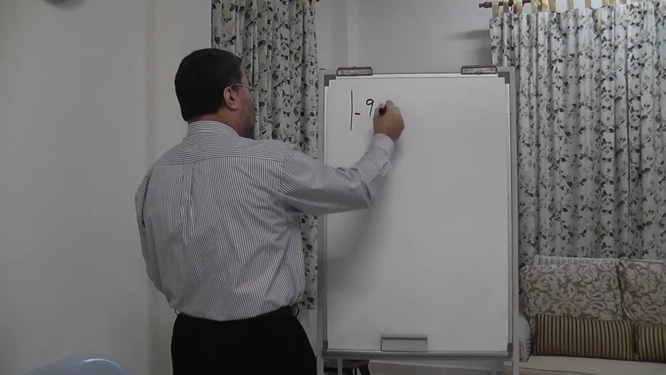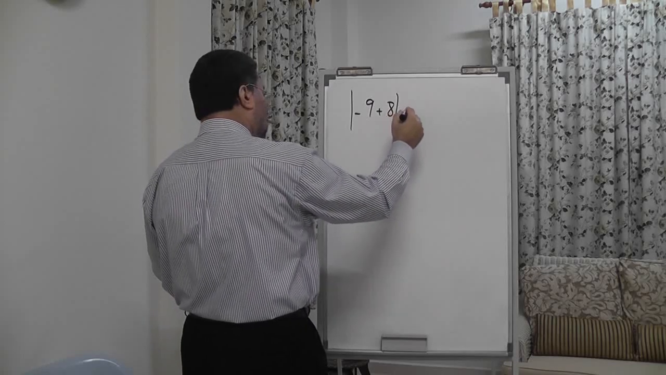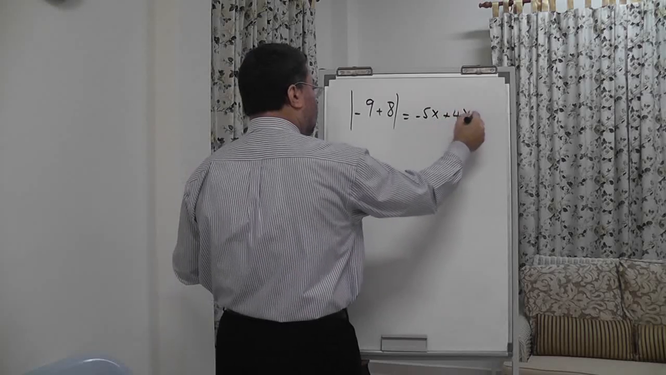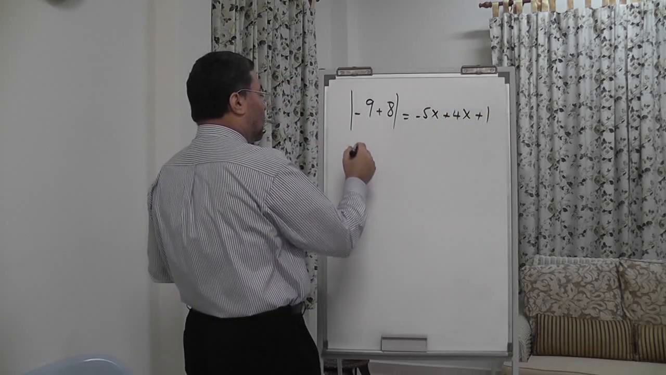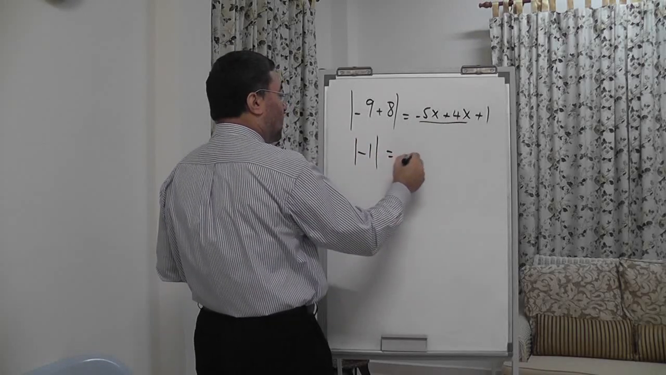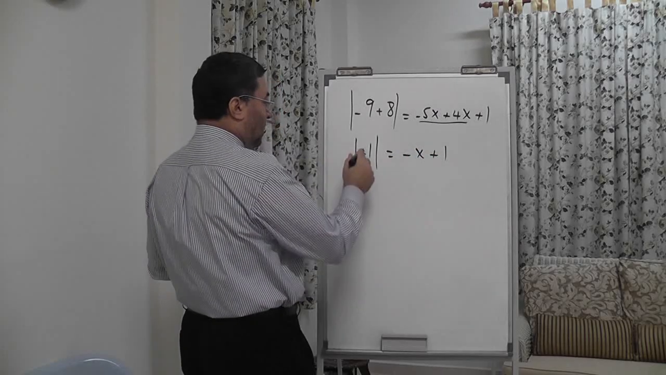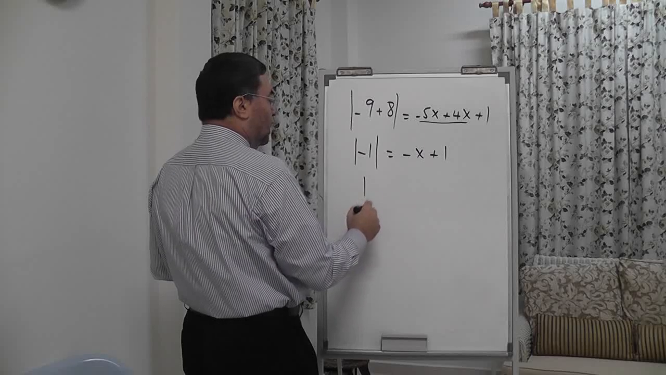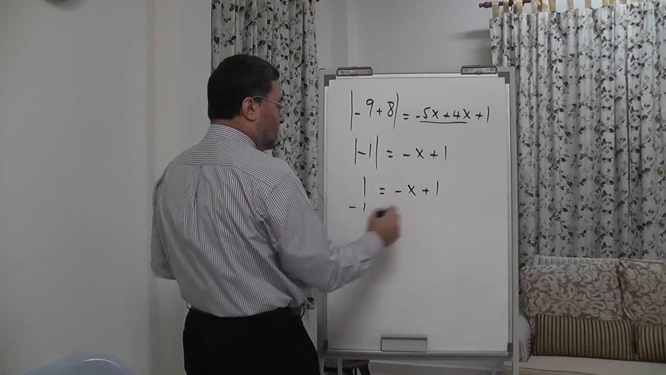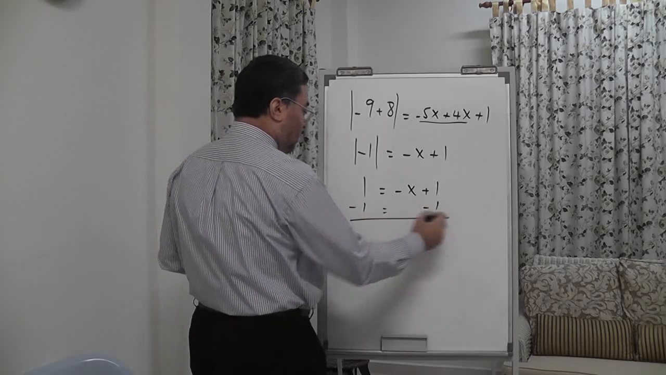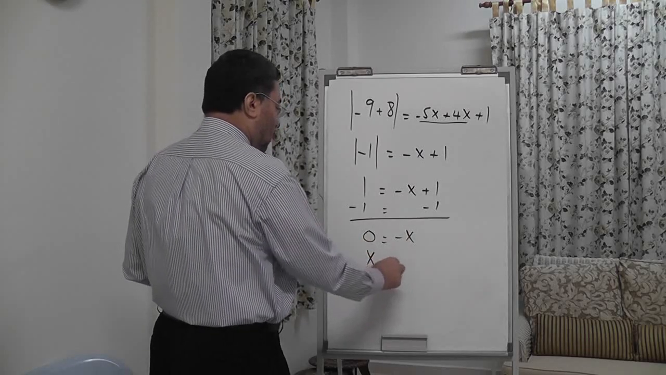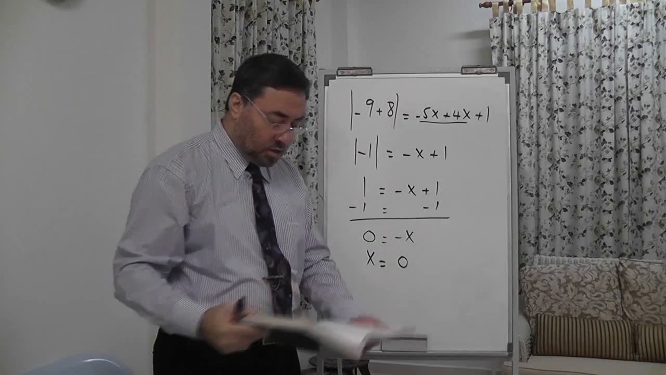Absolute value of minus 9 plus 8 equals minus 5x plus 4x plus 1. On this side we get minus 1 inside the absolute value is equal to, we can combine these two and we get minus x plus 1. This comes out from the absolute value as positive 1, is equal to minus x plus 1. If we subtract 1 from both sides, we get 0 is equal to minus x, and so x is equal to 0.